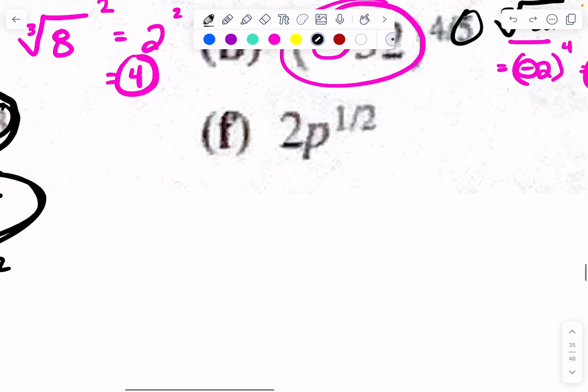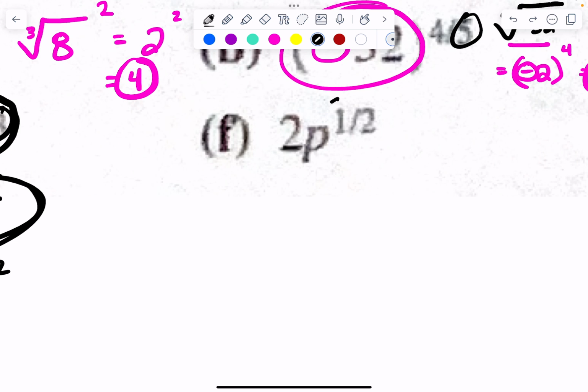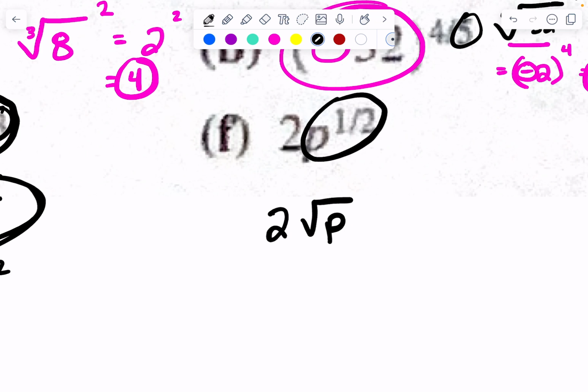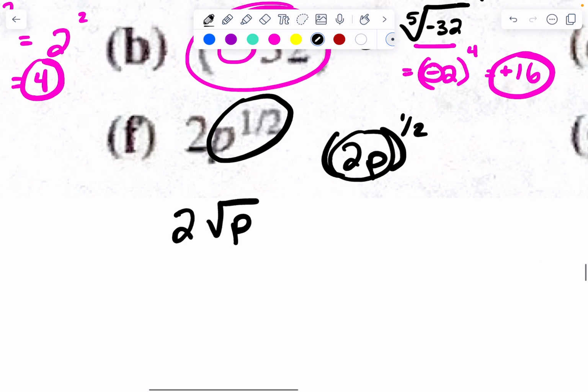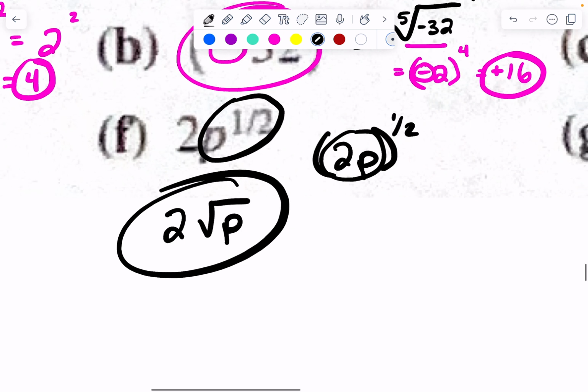All right, f, again, the only thing that's to the 1/2 power is the p. So this is going to be the square root of p. The 2's chilling out front. If they wanted the 2 to be underneath of the square root, they would have written it like this, right? That means the 2 is also underneath of there, okay? So this is the final answer right there.